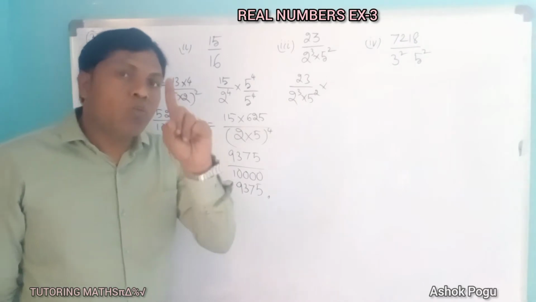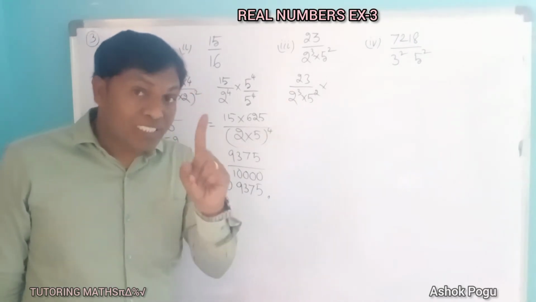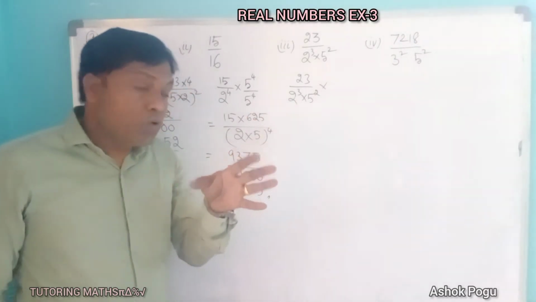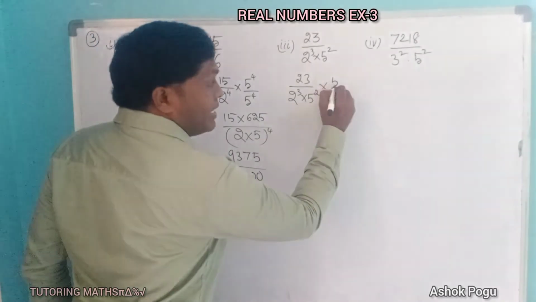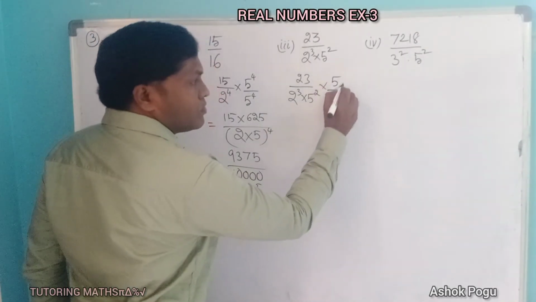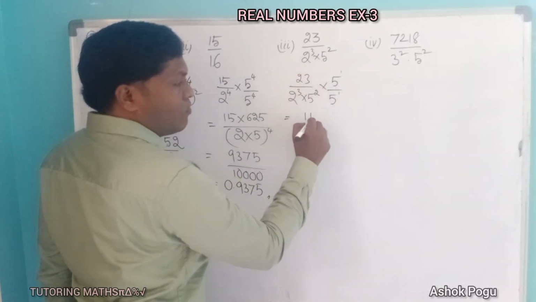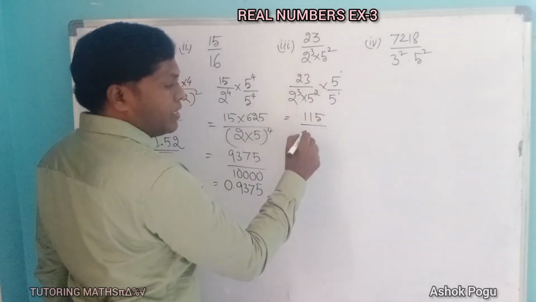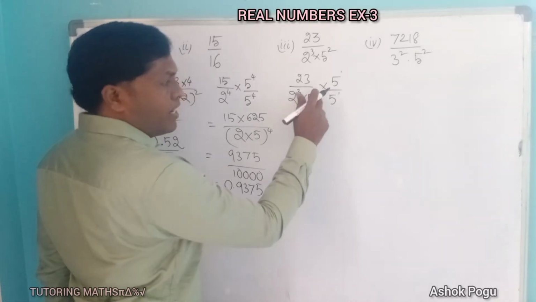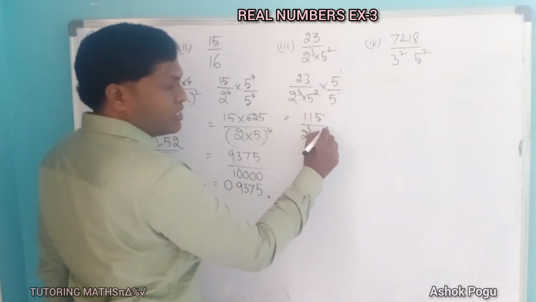2 is there, so we require one more. One more 5 is missing. So therefore, you multiply and divide by 5. That is 5 power 1. 23 5s, you get 115 by 2 cube into 5 square into 5 power 1, which gives us 5 cube.